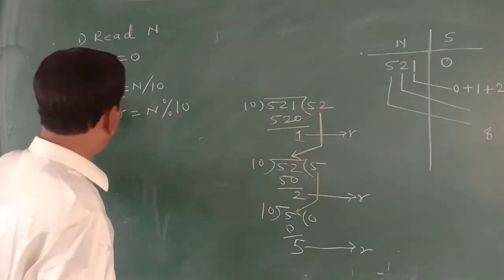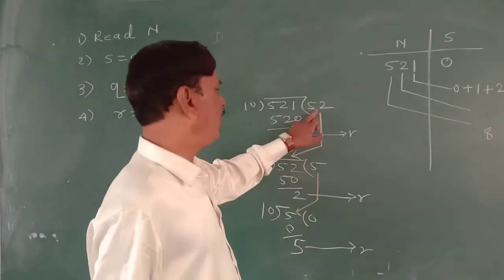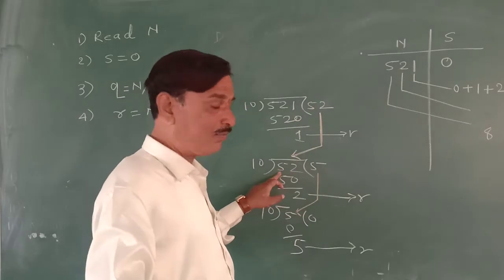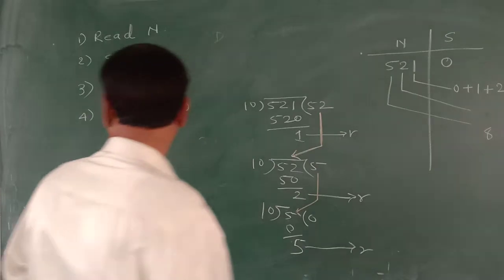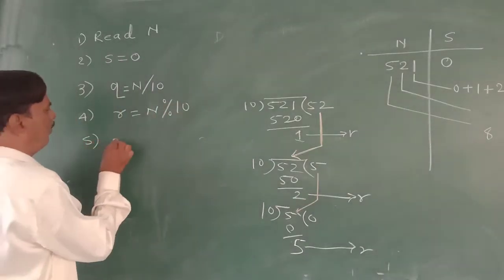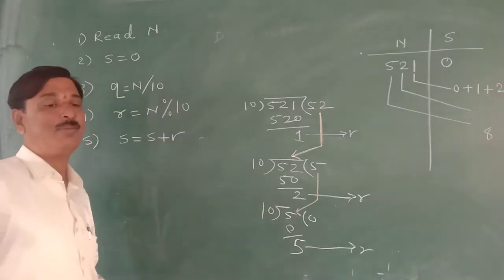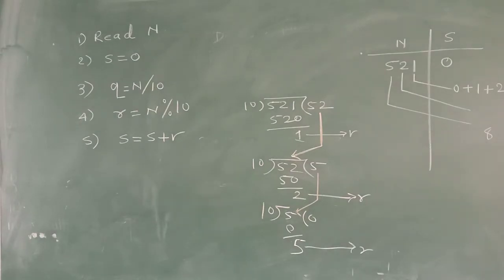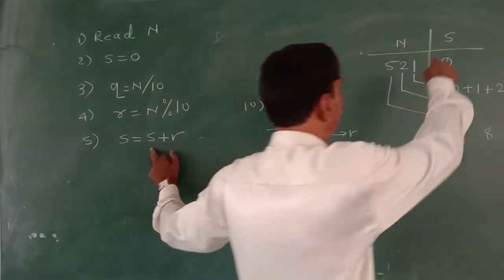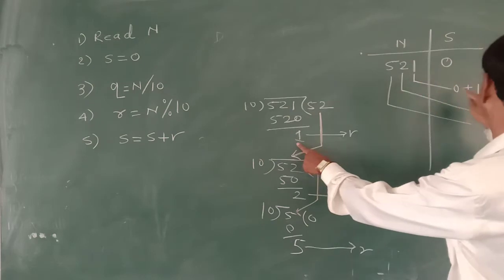So, quotient and remainder both we are obtaining. Why? The quotient we have to divide again by 10. The remainder is the first separated digit that we have to add. So here S is equal to S plus R. What exactly does S is equal to S plus R mean? S was initially 0, the remainder obtained is 1, that is added.